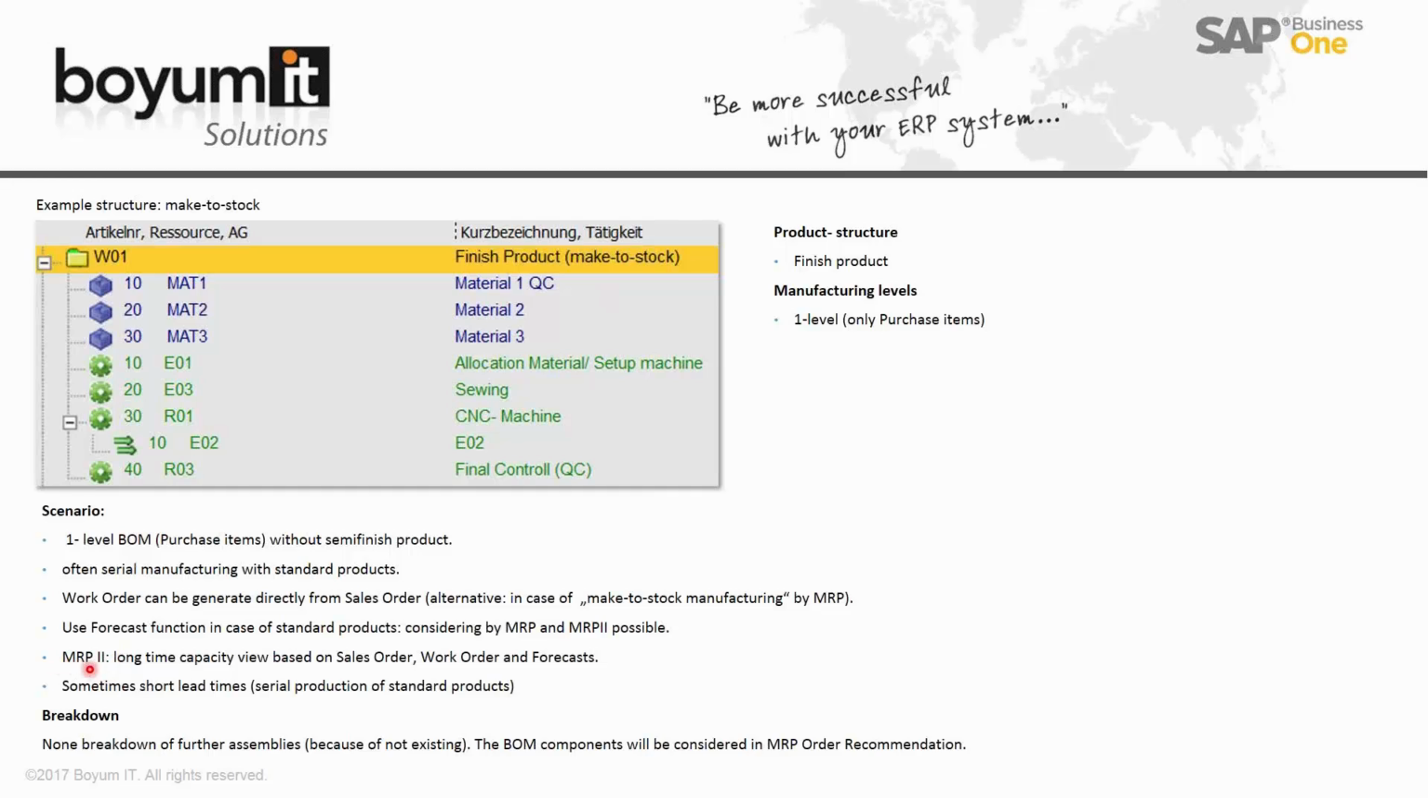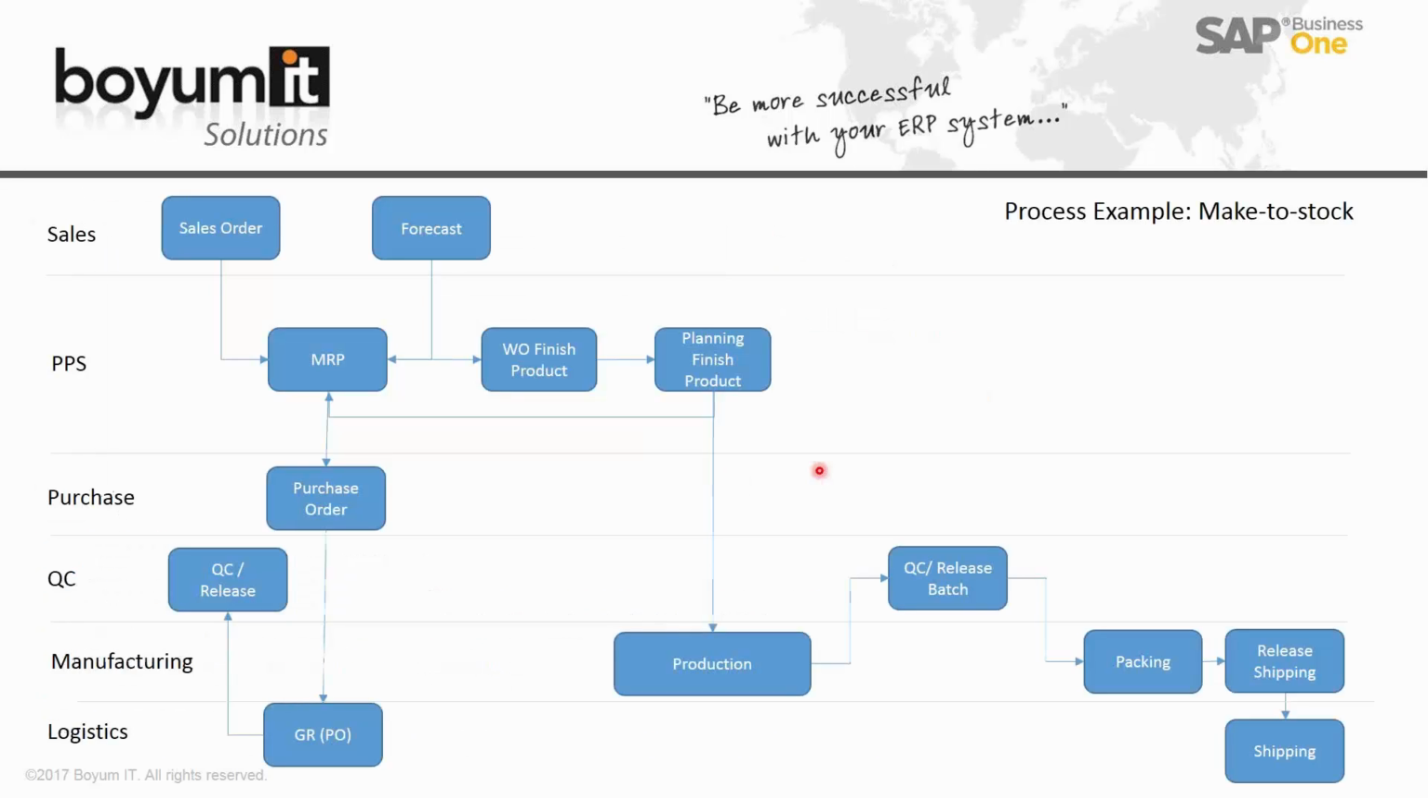You see it here. For example, MRP2 can be a scenario. MRP2 means you get a long-term capacity planning based on your forecast. If your customer has some forecast, you maybe very often work with standard products and so on. Also here's an example, and based on the example, we can then have the process example for make-to-stock.